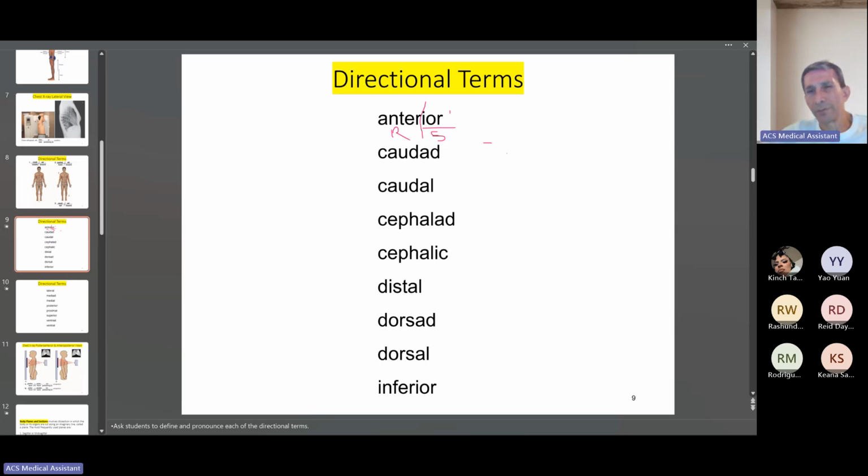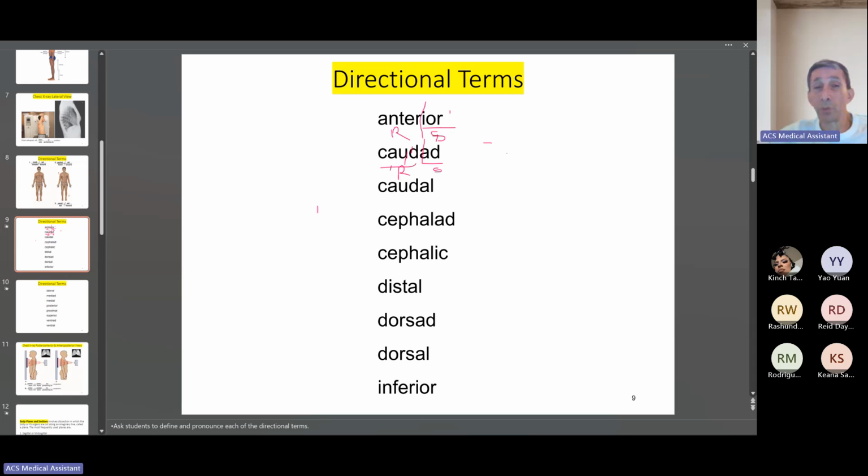Anterior, word root, and the suffix. Here we have the next one. Oh my goodness, I don't even see this little point. So, okay, here. AD, this is the suffix, and cod, this is the word root. Caudal.